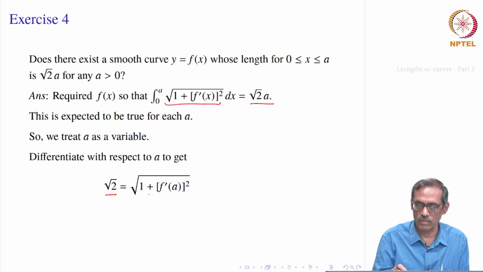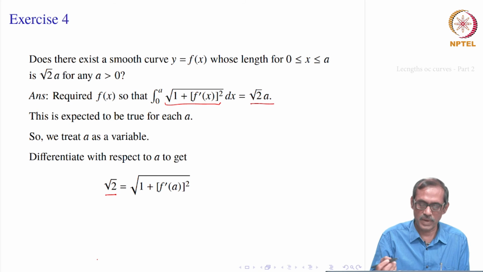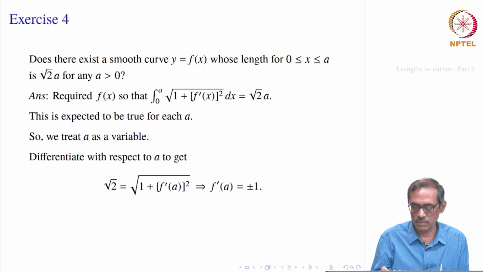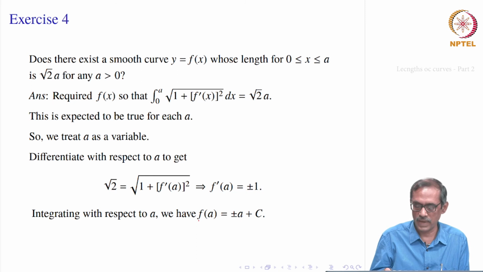So, root 2 must be square root of 1 plus f prime a square. From this we get f prime a and then go back to f, that is our plan. So, this gives f prime a equal to plus or minus 1, is that correct? It is root 2. So, 1 plus f prime a square is 2, f prime a square is 1. So, f prime a must be equal to plus or minus 1. Then f of a, if you integrate f prime a, that gives f of a, it is an indefinite integral. So, that gives plus or minus a plus c, and that is for any a.